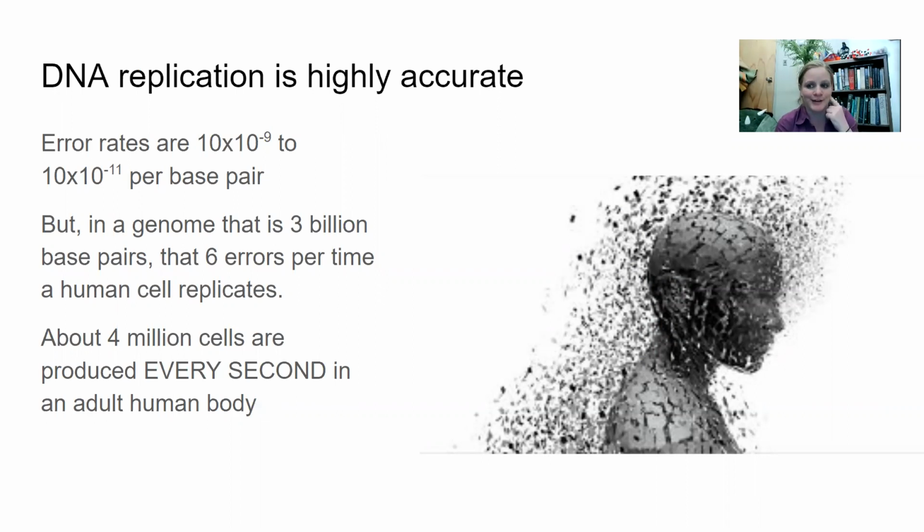And we know that 4 million cells are being produced every second in the adult human body, so you can start to see where this can be a problem. We need mechanisms that can catch those errors so that we're not seeing all these replication problems in our genomes as our cells continue to divide throughout our lifetimes. And we especially don't want them in our stem cells that go on to produce the next generation.